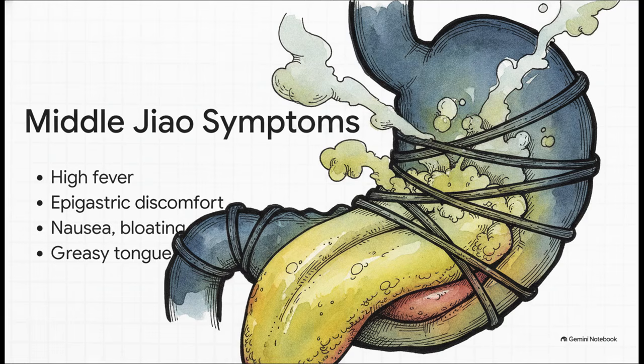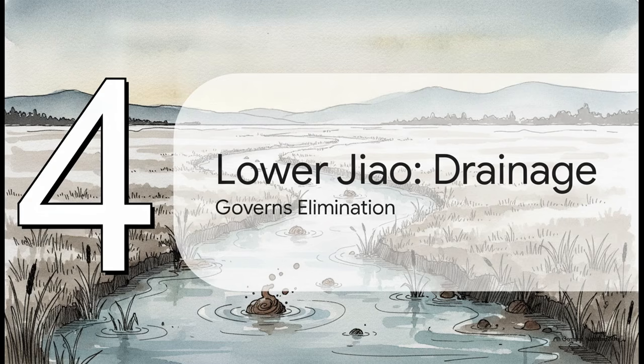And here's a wild detail. If a practitioner looks at a patient's tongue and sees a thick, yellow, greasy coating, boom, they know instantly damp heat is trapped in the middle jiao. Finally, we sink down into the lowest tier of our map.